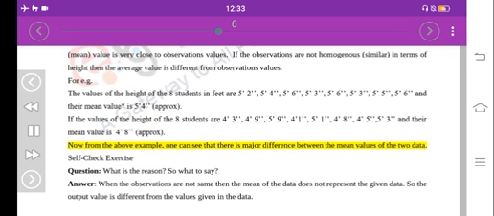Now from the above example, one can see that there is a major difference between the mean values of the two data. Self-check exercise. Question: What is the reason? Answer: When the observations are not the same, then the mean of the data does not represent the given data, so the output value is different from the values given in the data.